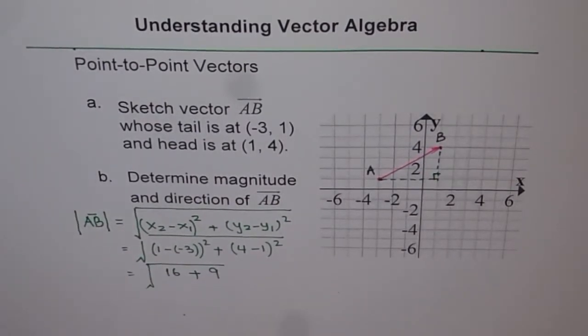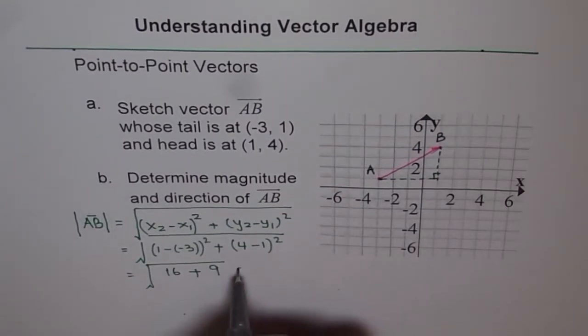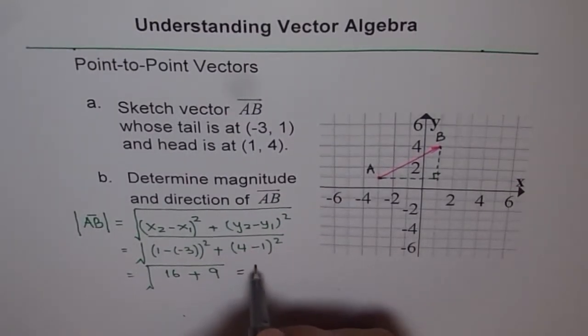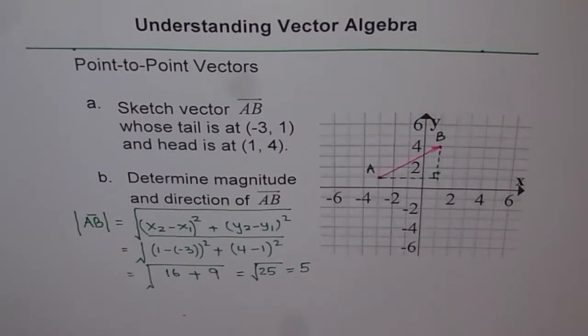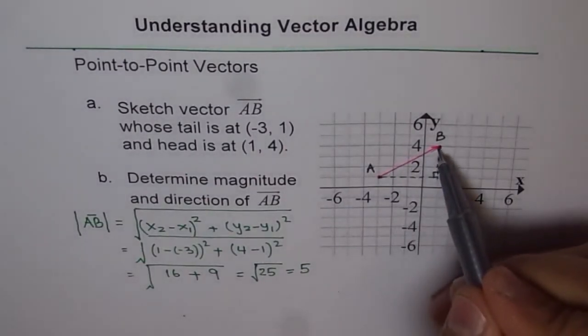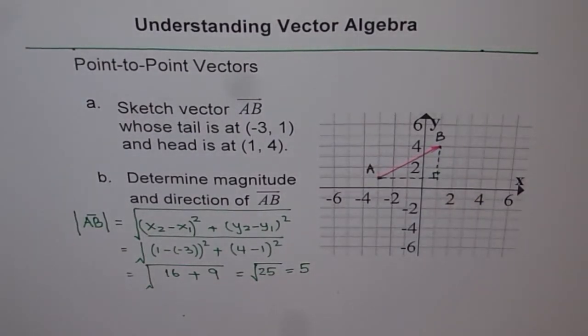I have purposely taken these points so that it becomes easier for us to do calculations. Most of the time you need a calculator. I will also need a calculator to find the direction. Anyway, I'm just trying to avoid it as much as I can. 16 plus 9 is 25, and the square root of 25 is 5. So the magnitude of our vector is 5. That means this distance from A to B is 5 units. That's how we find magnitude.